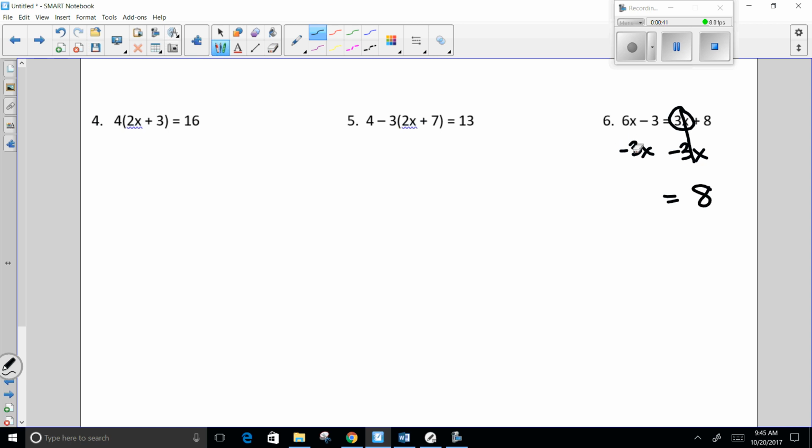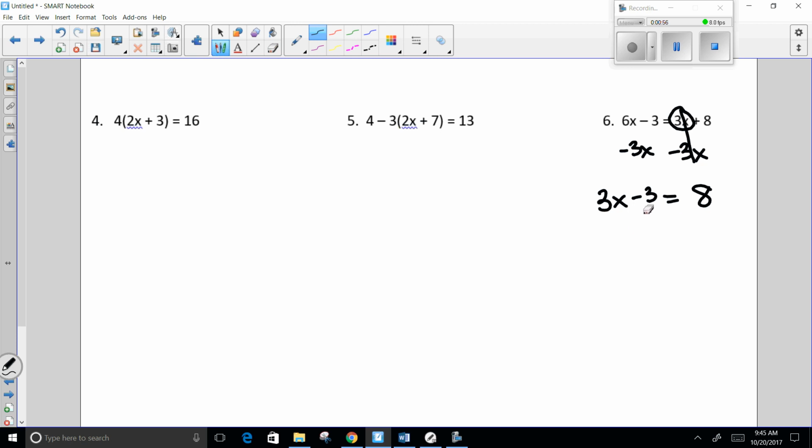This 6x and this 3x are like terms, so I can put 6x and 3x together. 6x minus 3x is 3x. This negative 3 right here just falls down with it. It comes down with the equation. Now I have a two-step equation.